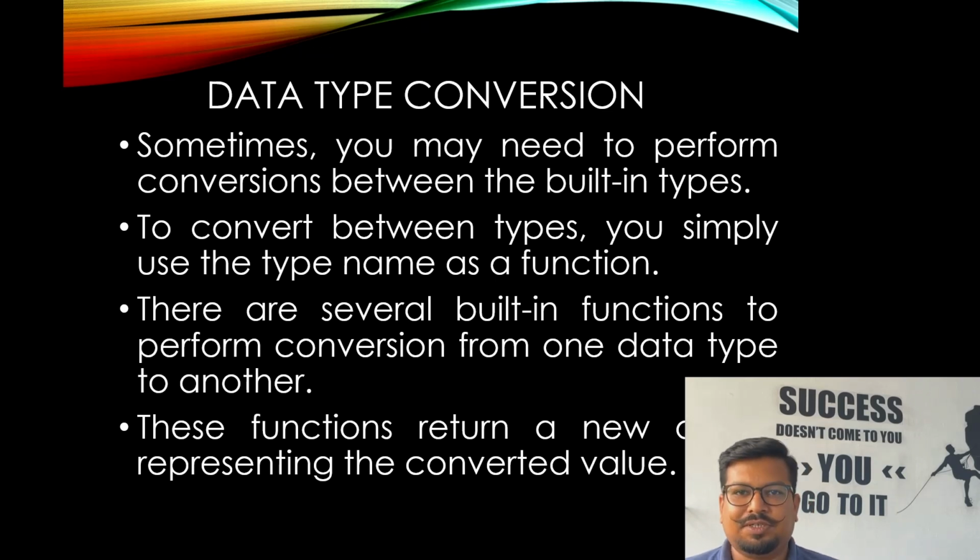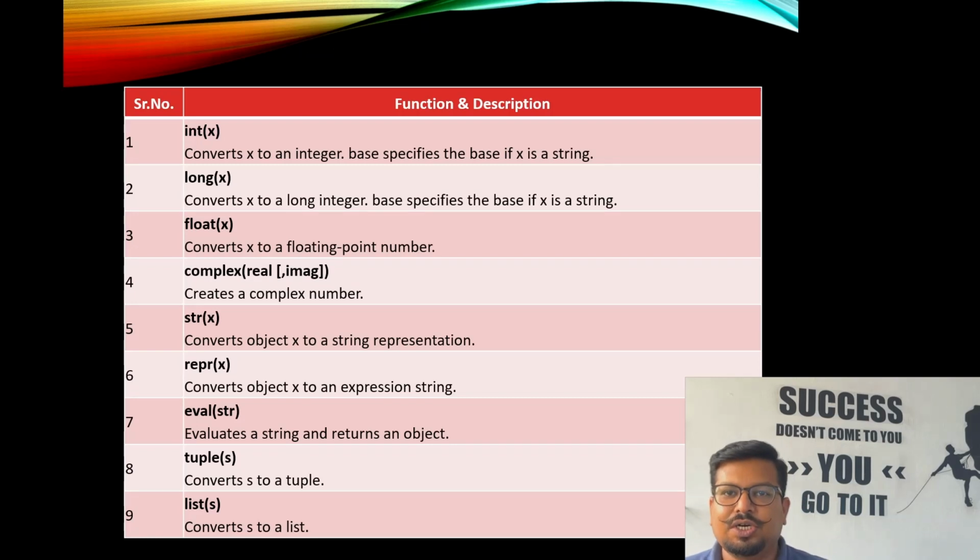Sometimes it is required to perform a conversion between the built-in data types. To convert between the built-in data types, we simply type the name of that data type as a function and pass the value or the variable. It will automatically do a typecasting, or change the data type of that particular variable. So let's see over here which types we can change data types to.